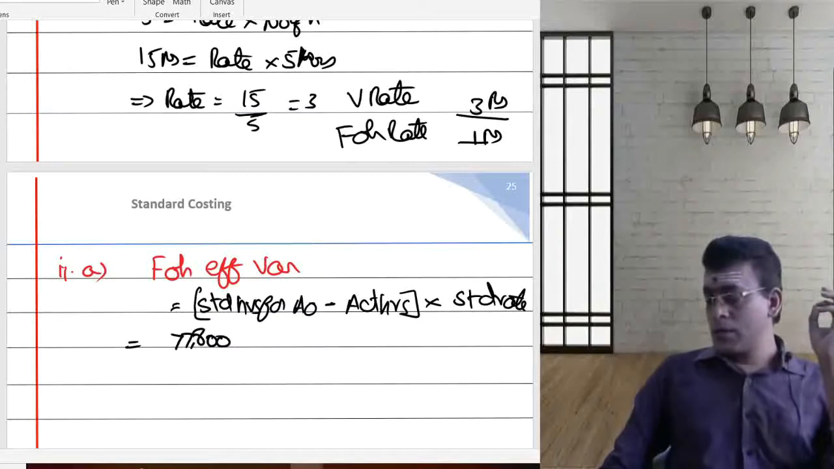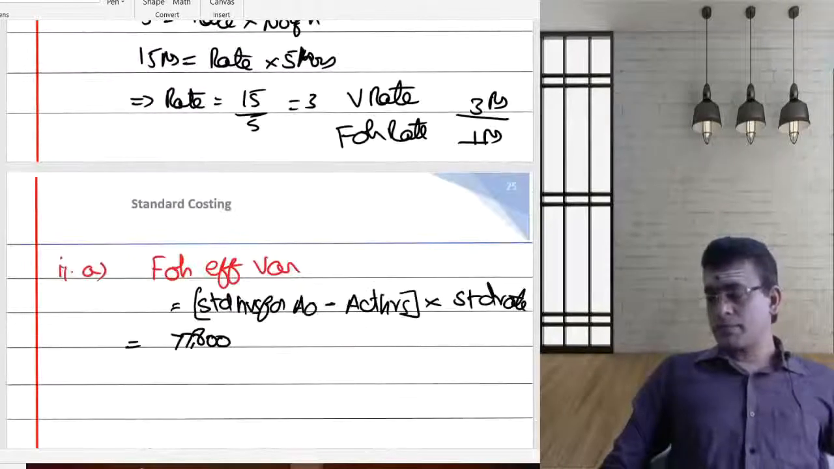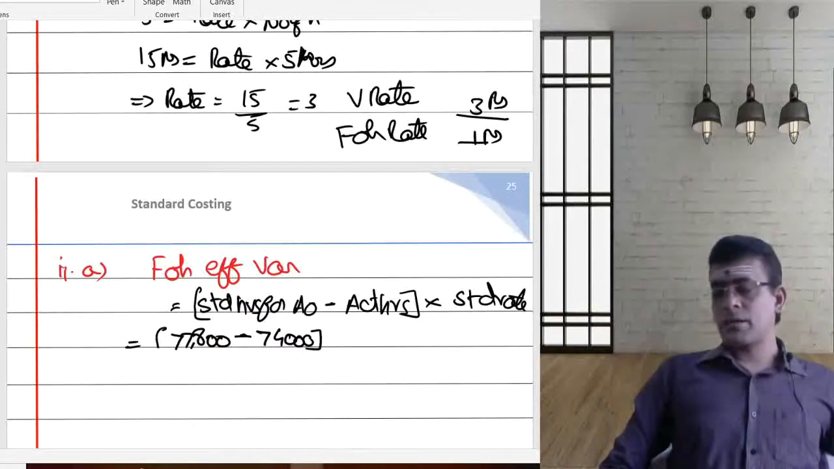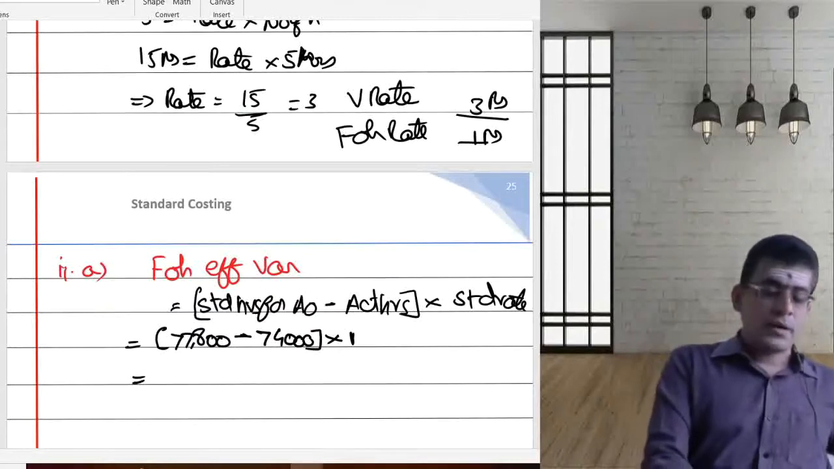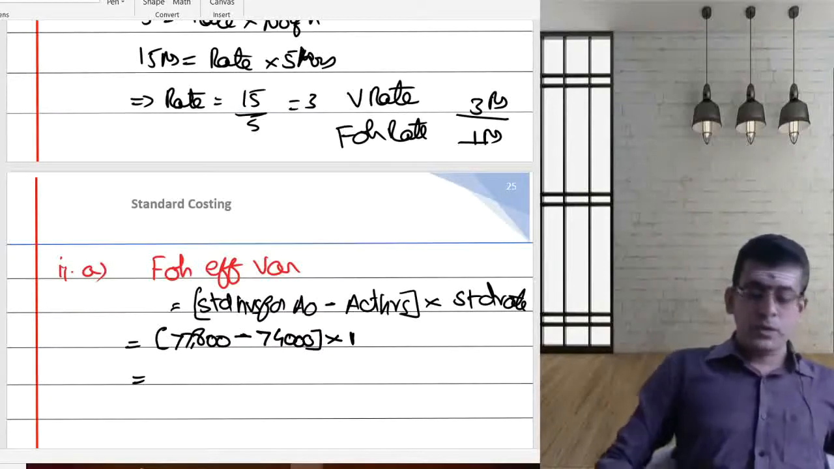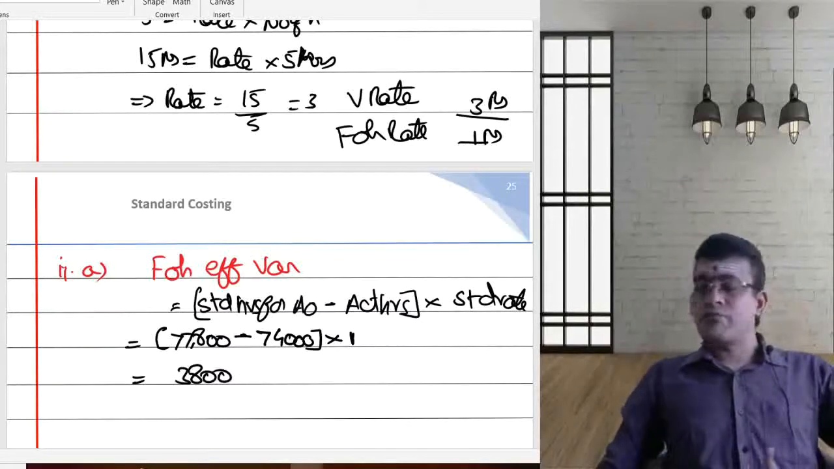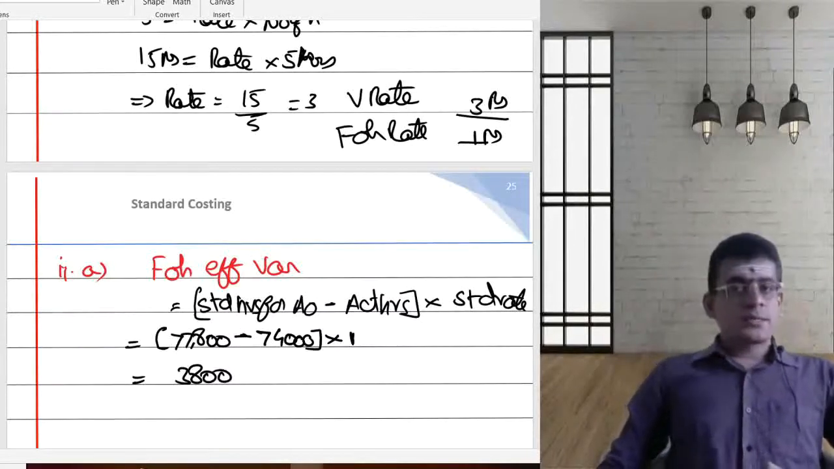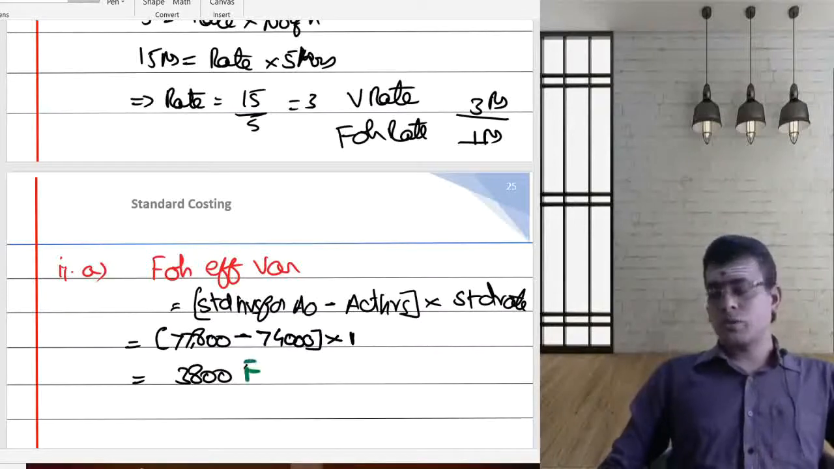77,800 is nothing but your standard hours for actual output. Minus actual hours, given as 74,000. Already we have calculated the standard rate per hour; that is going to be 1 rupee. Now, 77,800 minus 74,000 into 1 is going to give you 3,800. Is it favorable or adverse? Favorable, because you should do the task in 77,800 hours, and you are doing the task in lesser time. So I will call this favorable. That is the first variance.